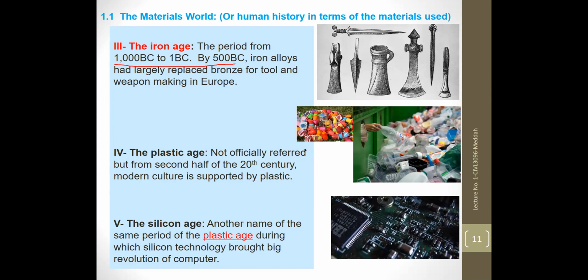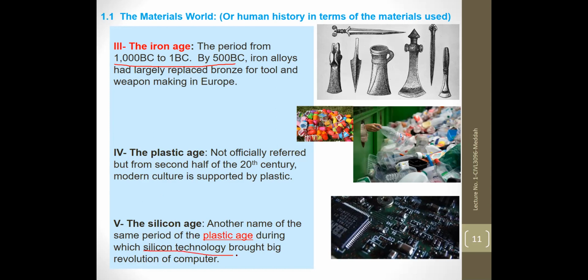Then comes the last one, the silicon age. The silicon age refers to the use of silicon. This is another name for the same period as the plastic age, because at the same time we are extensively using plastic for different applications, but we are also using silicon for high technology and different applications.